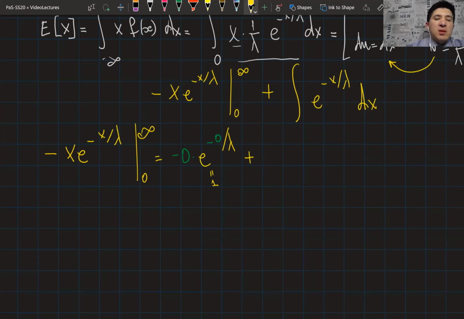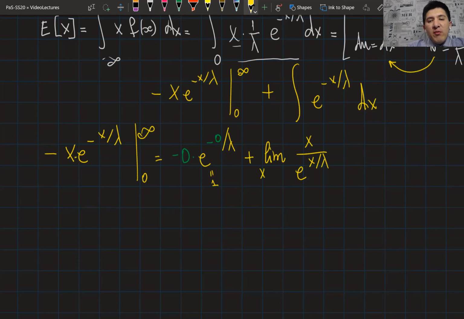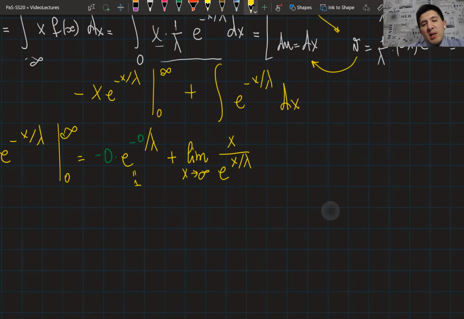Now, we can't really put infinity instead of x, so we have to find this using limits. The limit of x multiplied by e to the power of minus x over lambda, which is x divided by e to the power of x over lambda, as x goes to infinity. You know that the exponential function reaches infinity much faster than any linear function. So obviously it's going to be in the form of 1 over infinity, which is equal to 0. But you can do this using so-called L'Hopital's rule as well.